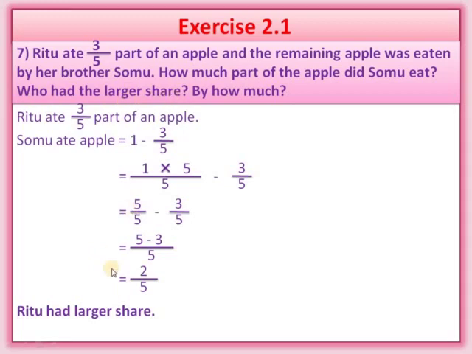Who had the larger share? By how much? The 3/5 minus 2/5. How many pieces more did she have? 3/5 minus 2/5. So you will get the answer.